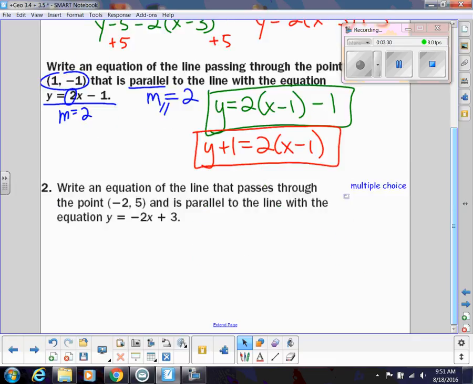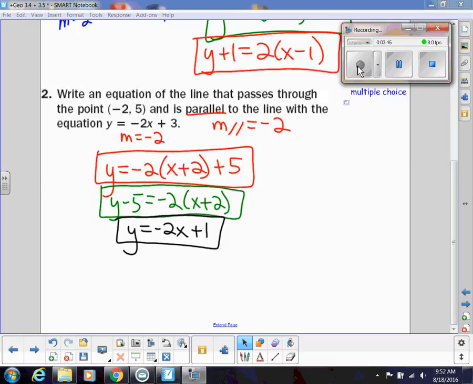I will accept all forms. All right, so in this one, we're going to write an equation that goes through that point and is parallel. I want you to try this one, so pause the video and then check yourself. I have all 3 forms of the same answer boxed in there, so if you have one of those, you are doing it correctly. If you didn't get one of those answers, make sure to ask about that in class.